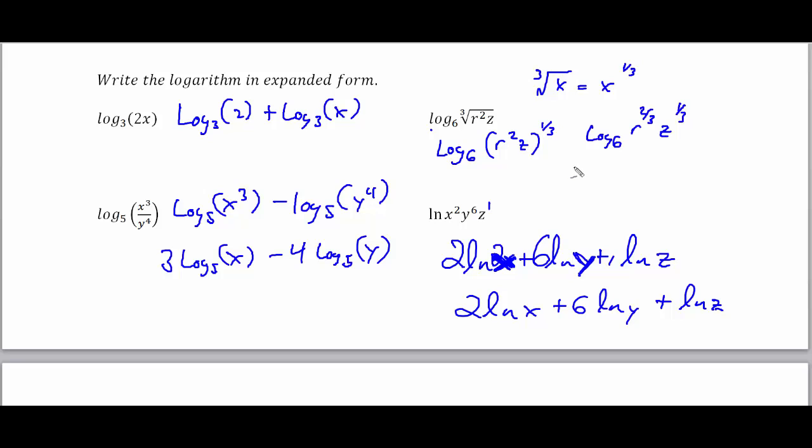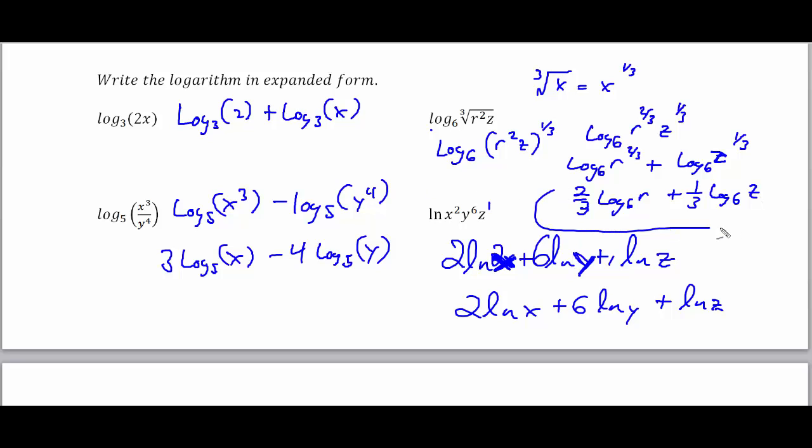Now what I can do is split this up. So now I have log base 6 of r to the 2/3 plus log base 6 of z, excuse me, to the 1/3. Now I just move my fractions in front, so I got 2/3 log base 6r plus 1/3 log base 6z. And voila, I have my final simplified expanded logarithm with the leading coefficients not 1, but with the powers that were in the corners of the problems, and every variable split up.